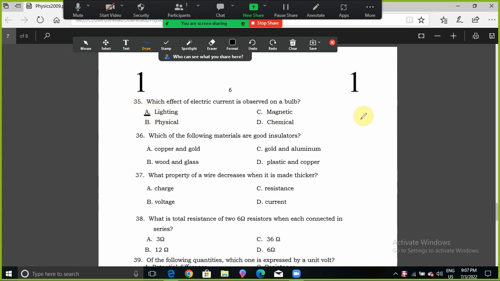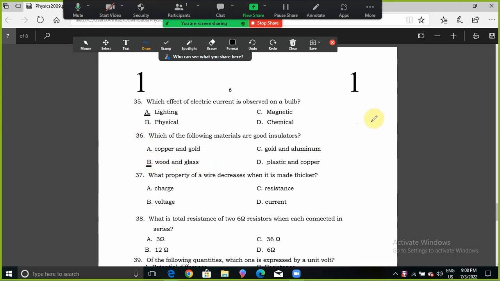Now in question number 36, which of the following materials are good insulators? We have here copper and gold, wood and glass, gold and aluminium, plastic and copper. Copper and gold, gold and aluminium, plastic and copper are bad insulators. But wood and glass, yes, they are good insulators. So the answer to question 36 is B. The correct answer is B.